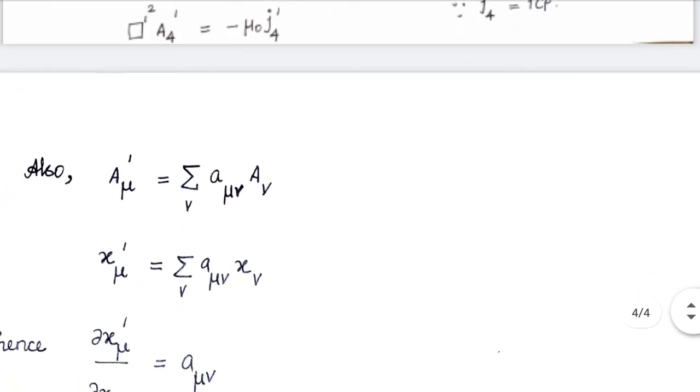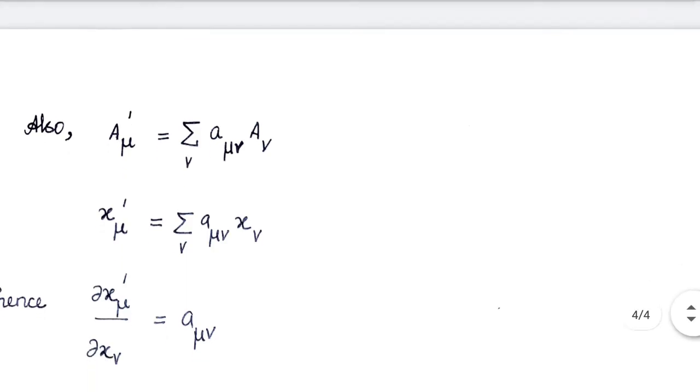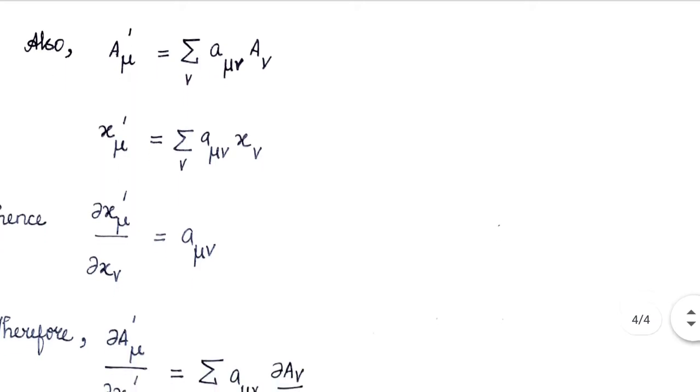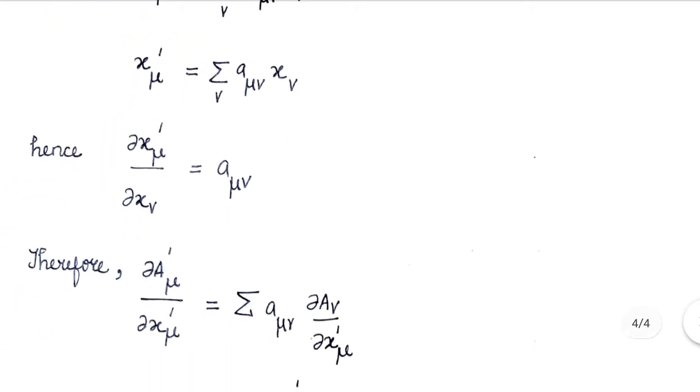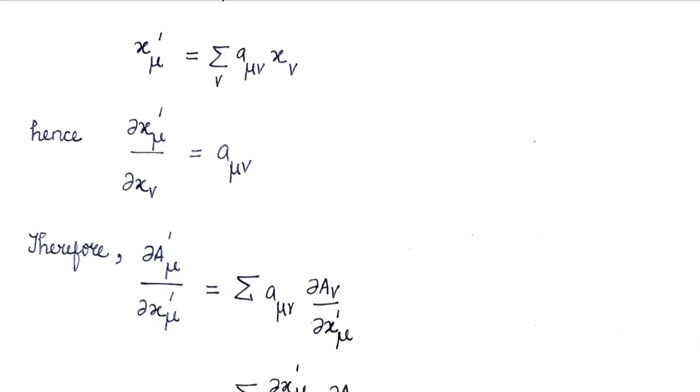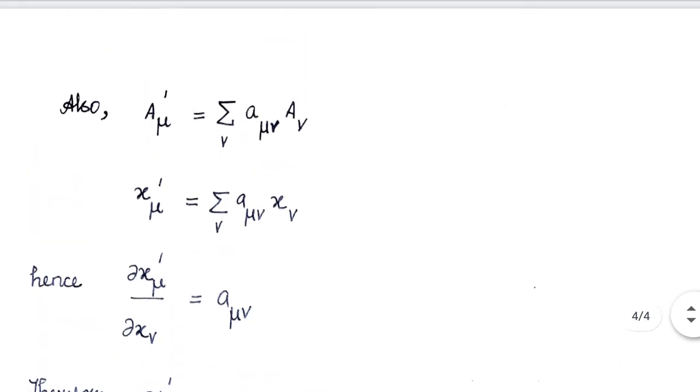So we know the equation which transmutes between a mu and x mu can be very well written as a mu prime is equal to summed over nu a mu nu into a nu, and x mu prime is equal to summed over nu a mu nu into x nu. Hence, dou x mu prime by dou x nu is equal to a mu nu. Therefore, we can write dou a mu prime by dou x mu prime is equal to summed over a mu nu into dou a nu by dou x mu prime.